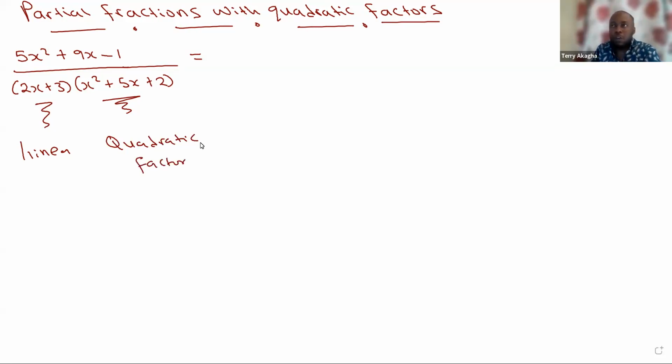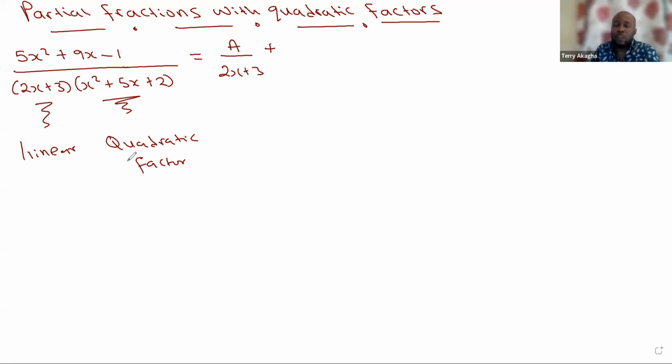Before you go on, you have to check: is the degree of the numerator lower than that of the denominator? Yes. Here is 2, and here will be 3 if you open the bracket. So we're fine, we're good to go. Then the next one, we'll not apply it. So for the linear, it's going to be a all over 2x plus 3.